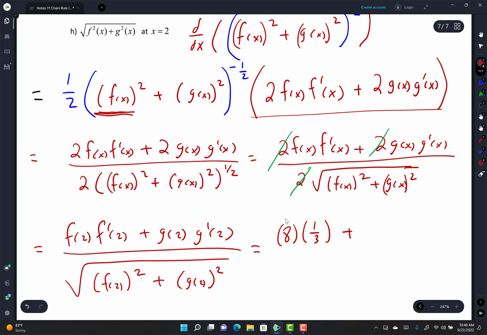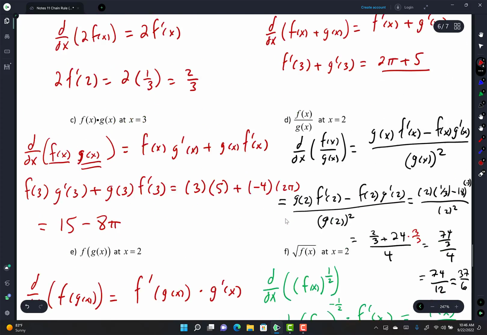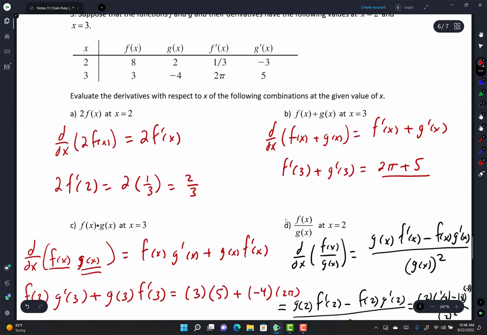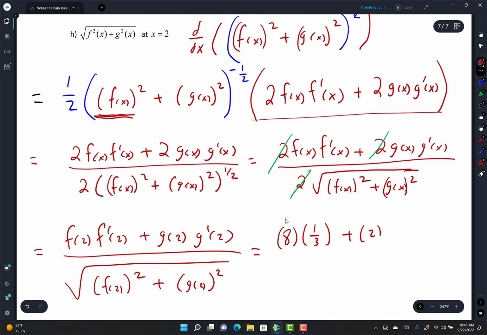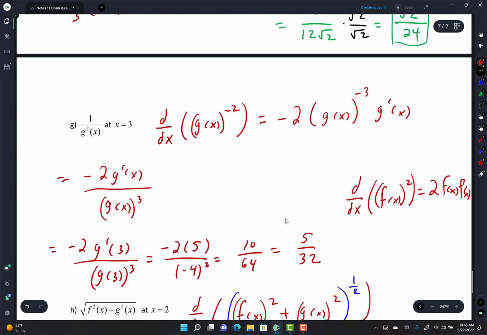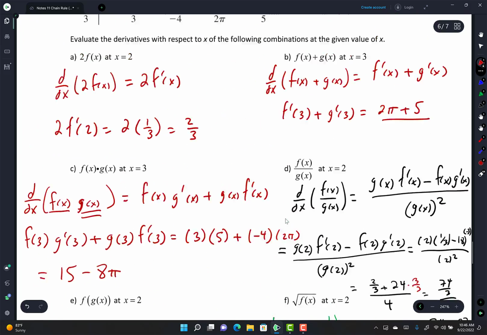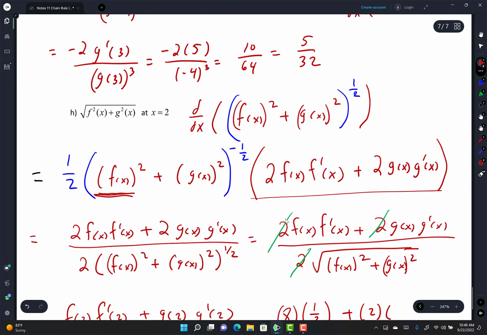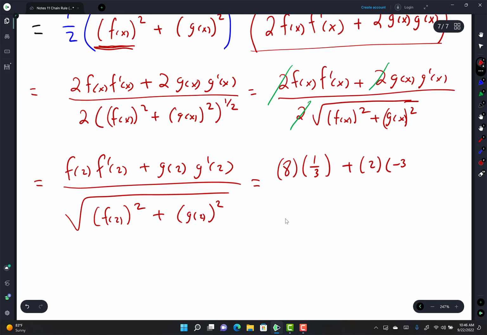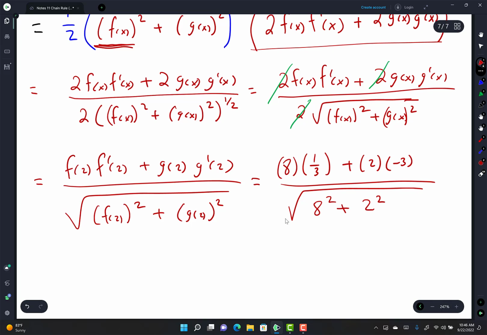Plus, what's g of 2? 2. What is g prime of 2? G prime of 2. Make sure there's no errors on any of my stuff, guys. All over square root. Let's see, which one was f of 2? 8 squared plus 2 squared.